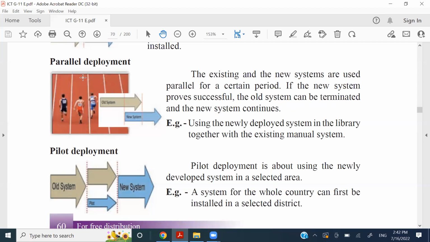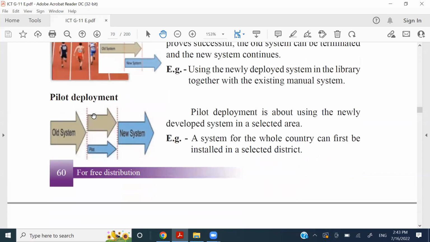Right, but the disadvantage is that when you are carrying out both systems together, it is cost consuming as well as time consuming, because you have to maintain two systems at the same time. So cost will be almost double, and if the sign-in takes 1 minute, having the signature and putting the fingerprint will take more than 1 minute. So for some period of time during the parallel deployment, you have to do the same work twice, which is cost consuming as well as time consuming.